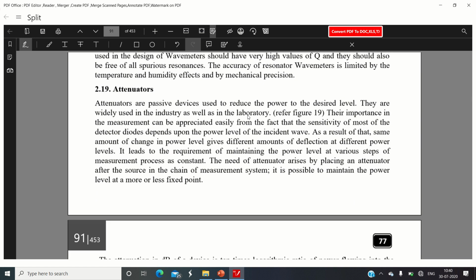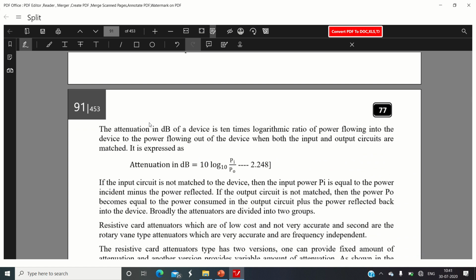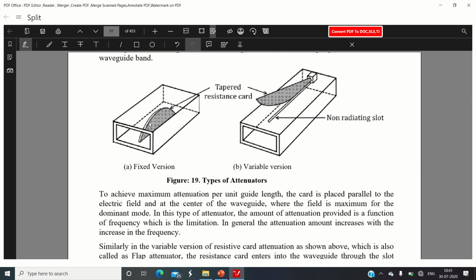Now we go to the next type of passive device, which we call attenuators. Attenuators are again very important devices, and they are usually passive devices, and they are used to reduce the power of the signal to the desired level. The attenuator circuits are very widely used in industry as well as in the laboratory. So how do these attenuator circuits look? See the figure over here. Figure 19 will show us two different types of attenuators.